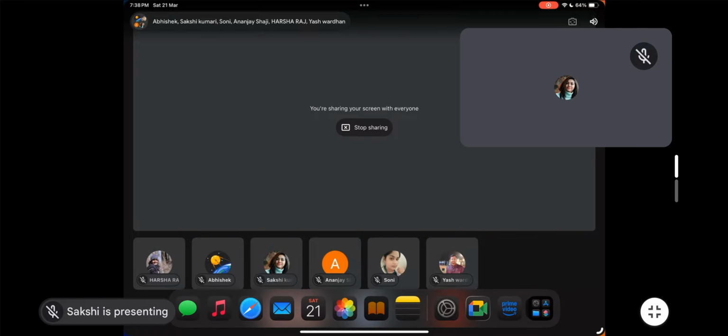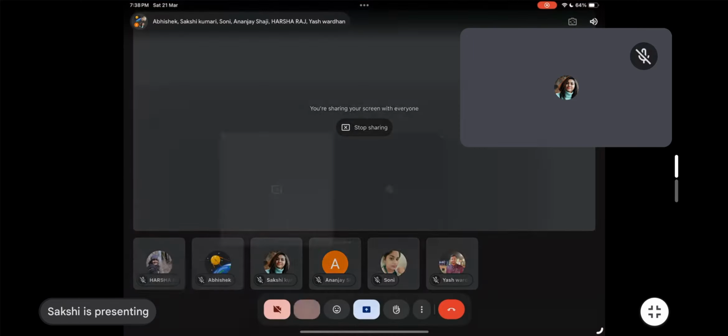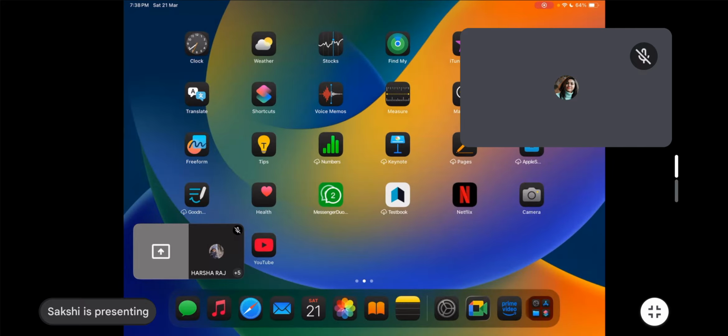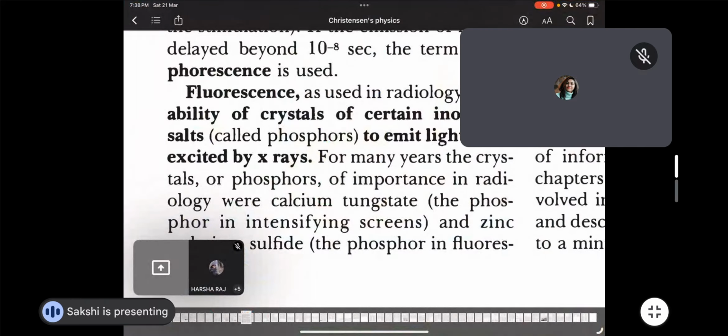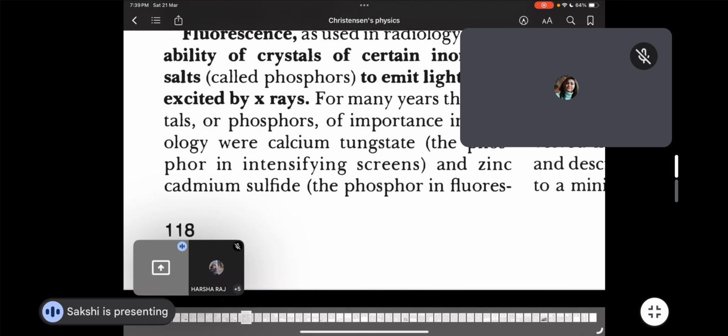The crystals are also called phosphors. Just write down one line: fluorescence equals inorganic compounds equals phosphors. Example: calcium tungstate. Second example: zinc cadmium sulfide.